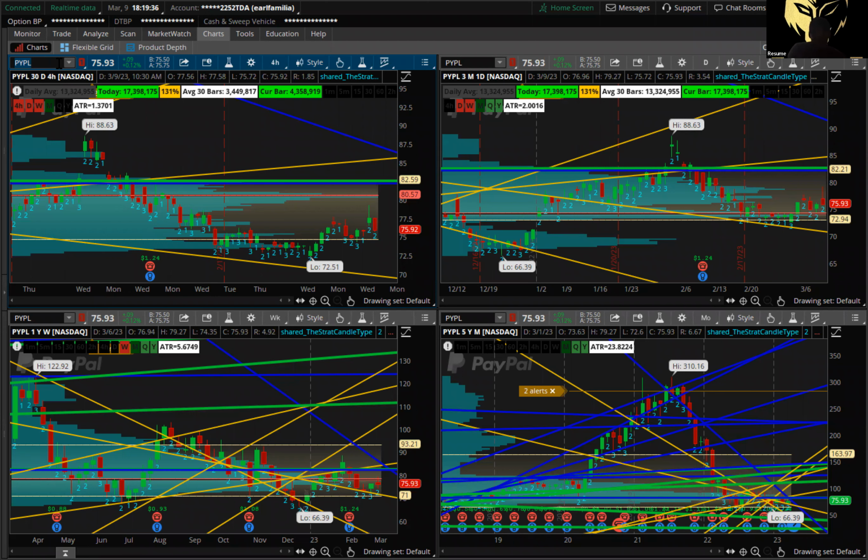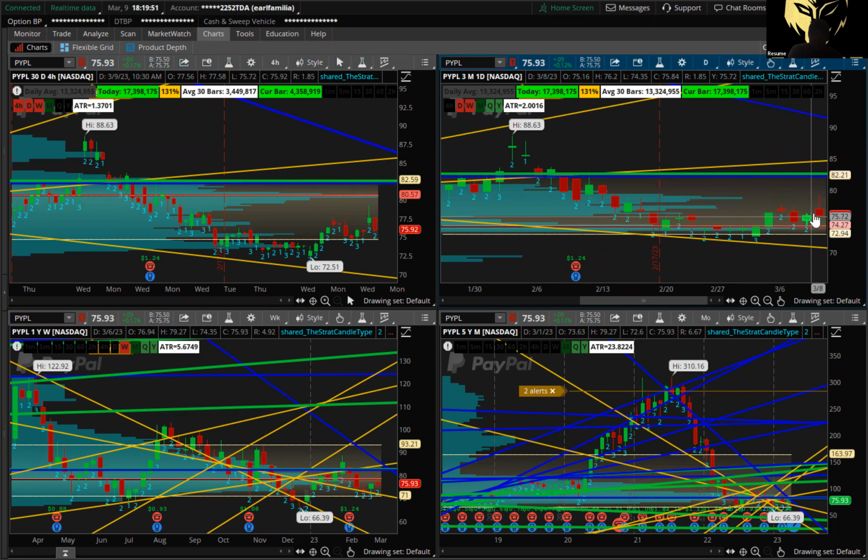PayPal sitting up to go, 322 back down on the week. What's up, big dogs? Continuation on the 4 hour. Q2 reversal on the day. Beautiful, I like that.